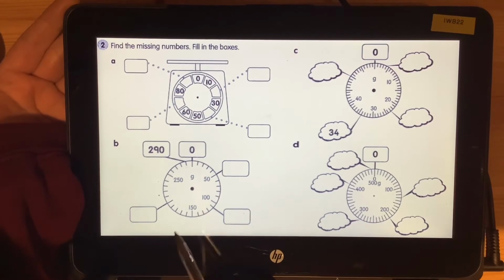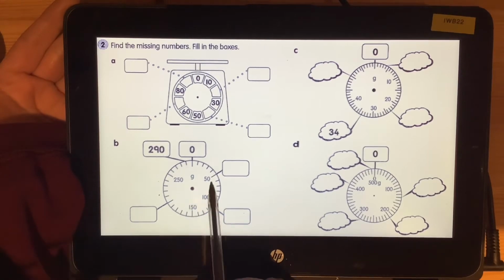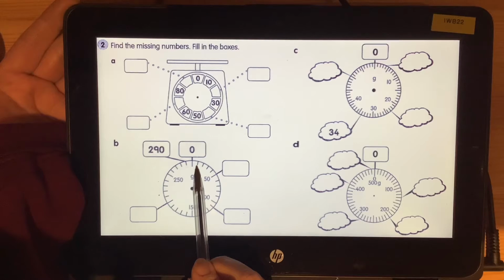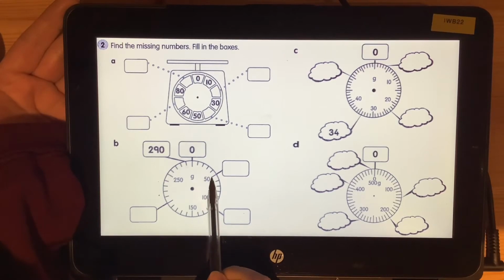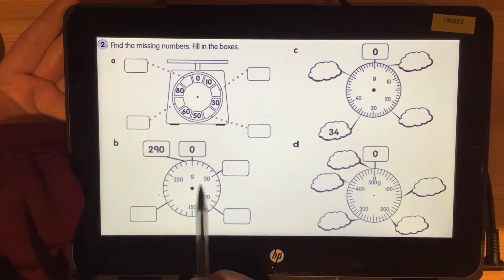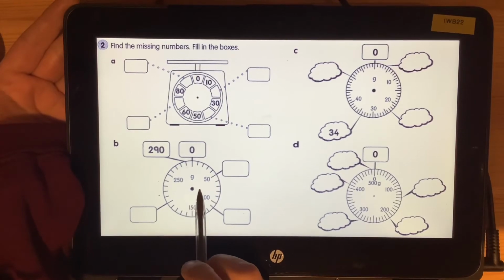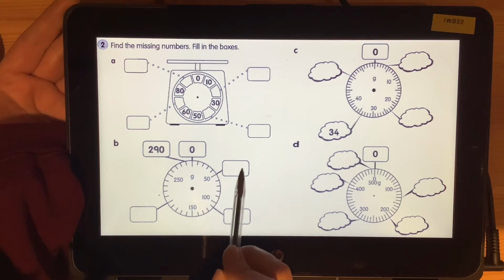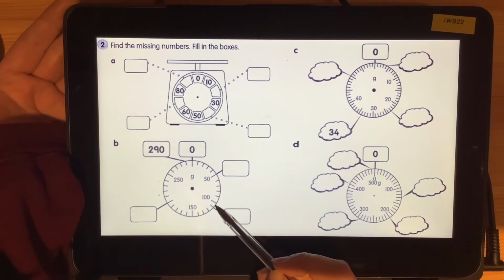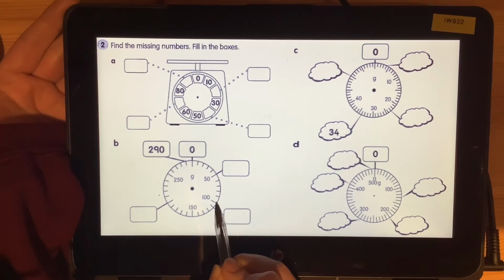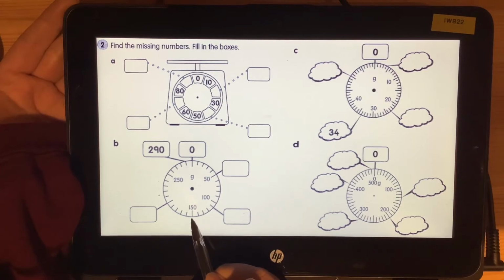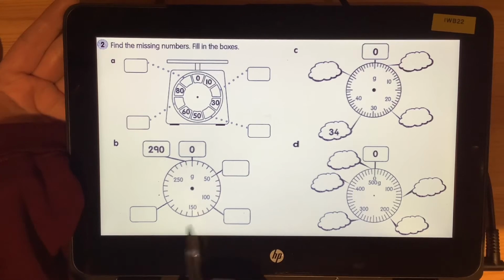Looking at B. Now it's not quite as easy this time because my first number is 50, not 10. However, look, there are 1, 2, 3, 4, 5 points between my 0 and 50. And that tells me that each point is going up by 10. So my marker here would be 50. My marker here is 10 more than 100, so it's 110. Because look, 100, 110, 120, 130, 140, 150. We know it's definitely going up by 10 grams at a time. So this marker here is 110 grams.